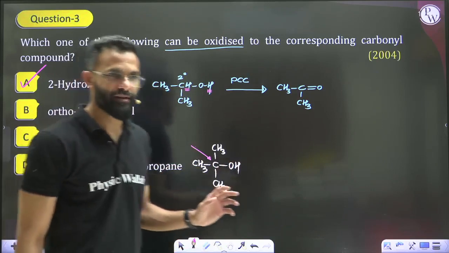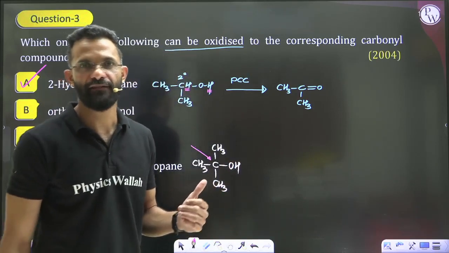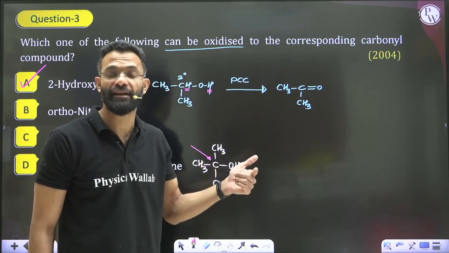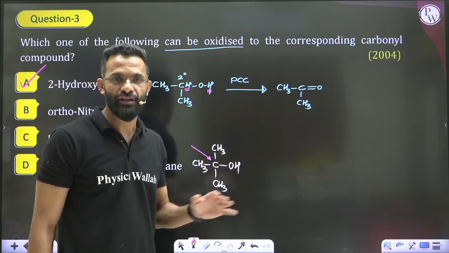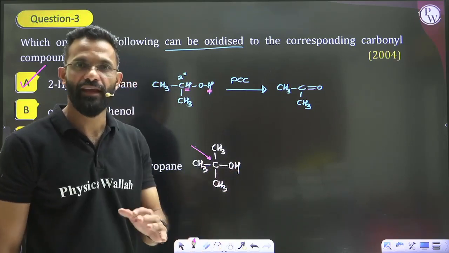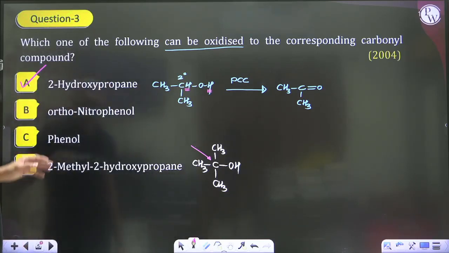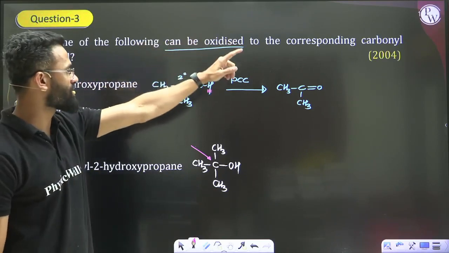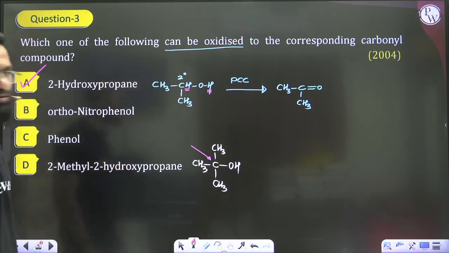Only if we heat tertiary alcohol with copper at 573 Kelvin, that is at 300 degrees Celsius, then this undergoes dehydration to produce alkene. Do remember that. Otherwise, tertiary alcohol is not going to show reaction with any of the oxidizing agents. Hence, the only option given which can be oxidized to a carbonyl compound is the secondary alcohol, isopropyl alcohol, or it can be called 2-hydroxypropane.